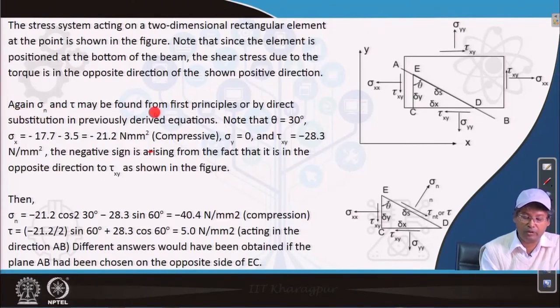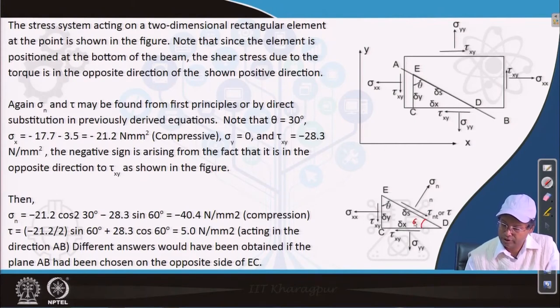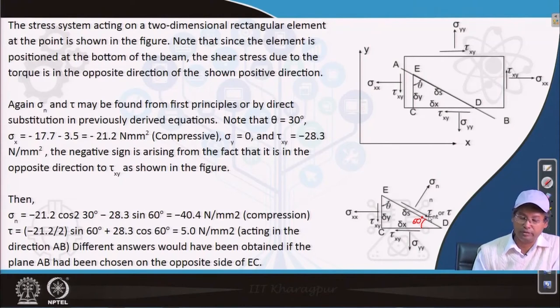Again, sigma n and tau may be found from first principle, or by direct substitution in the previously derived equation. So, theta is 30 degree, that is what I just now mentioned. According to the problem it is mentioned that this is 60 degree. Figure is not conforming to that, please consider that this is 60 degree, that is the reason we are saying that theta is equal to 30 degree. The total compressive stress we get as minus 21.2 Newton per millimeter square compressive, sigma y is 0, there is no force in the y direction, tau xy is minus 28.3 Newton per millimeter square.